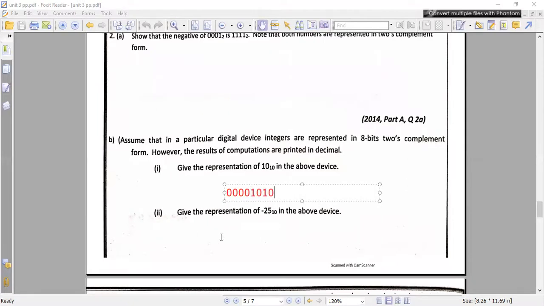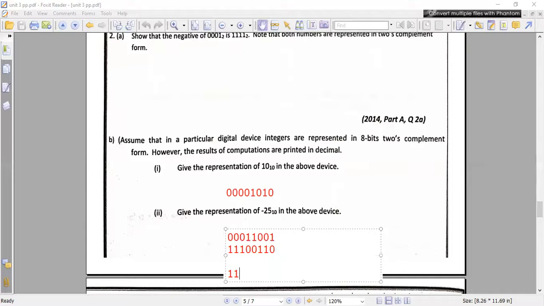Give the representation of -25. So you find the binary of 25, then invert the bits, then add 1. So your answer will be 11100111. Well, that you had mentioned.